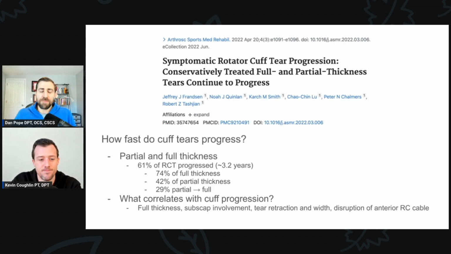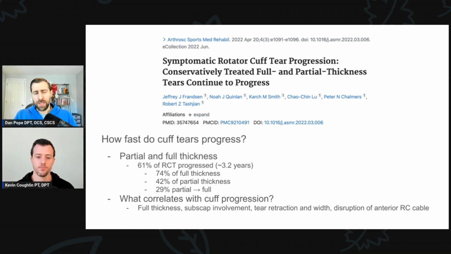Here's another study. It's basically looking at how fast do rotator cuff tears actually progress. The study is called Symptomatic Rotator Cuff Tear Progression. Conservatively treated full and partial thickness tears continue to progress. This was from Franson et al. in 2022. And their clinical question was, how fast do rotator cuff tears progress? Do they actually progress? And the answer is yes. And we already talked about this, but it gives us a little bit of information about how fast these things do tend to progress if we are going to plan, let's say, for a future surgery, right?